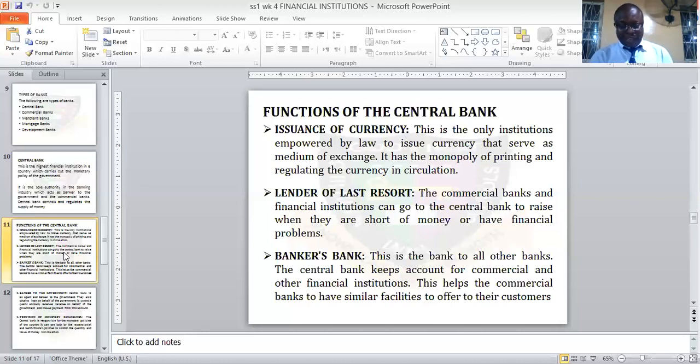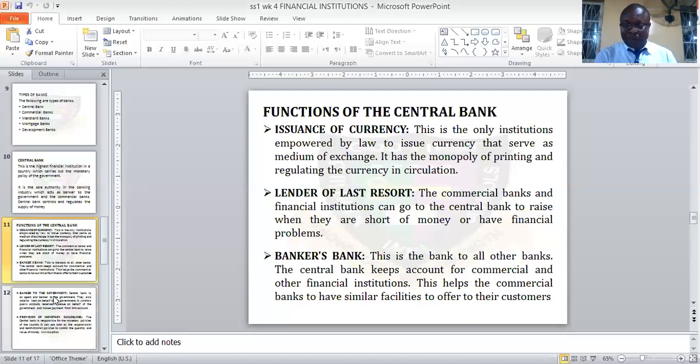Then we also have Bankers Bank. This is a bank to all other banks. You must know, the central bank is the Bankers Bank. What I mean by Bankers Bank is the bank to all other banks. The central bank keeps accounts for commercial banks and other financial institutions, and this helps the commercial banks to have similar facilities to offer to their customers. You must bear that in mind.